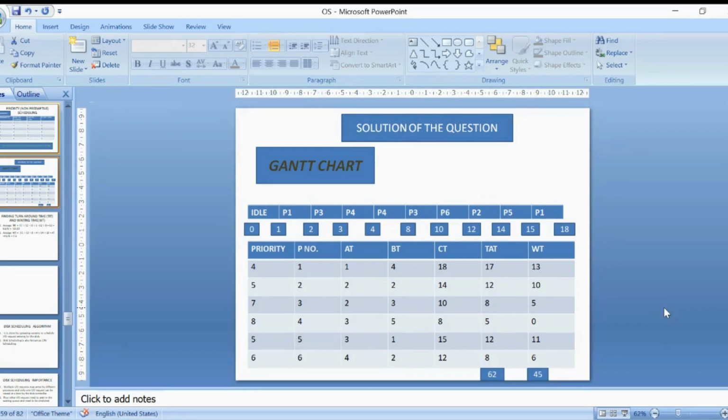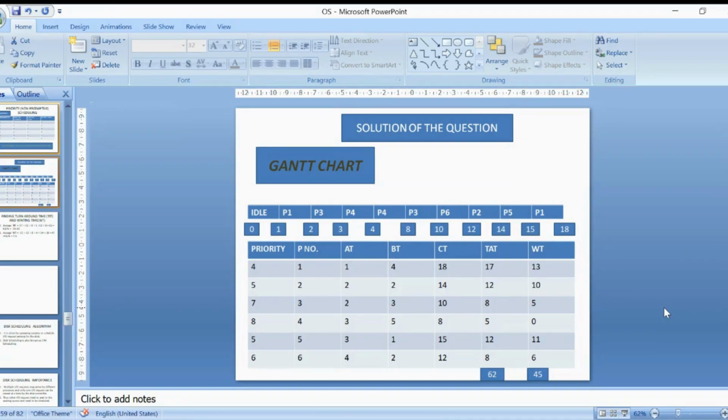At time interval 0, no process has arrived, so the Gantt chart is in idle mode. Now at time interval 1, process P1 has arrived and executes for one time interval, so the Gantt chart becomes 2. At time interval 2, two processes have arrived, that is P2 and P3. Since P3 has higher priority, it will execute for one time interval, so the Gantt chart becomes 3.